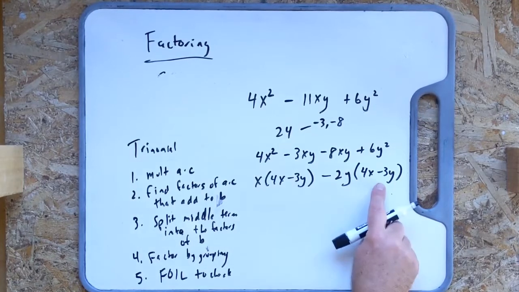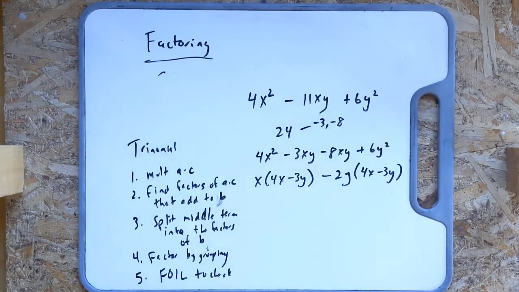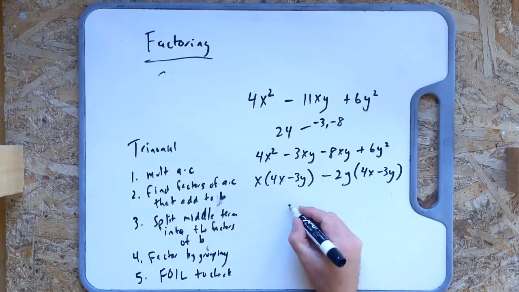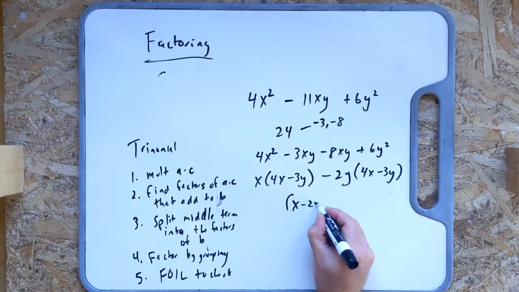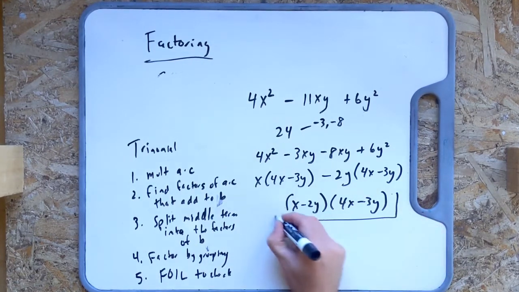At this point, if these are not the same, you either did this factoring step wrong, or you picked the wrong factors. So check both of those. If these are not the same, don't force them to be the same. It means you made a mistake if they're not. Okay, so now group them together, and you get x minus 2y times 4x minus 3y. And there's my answer.